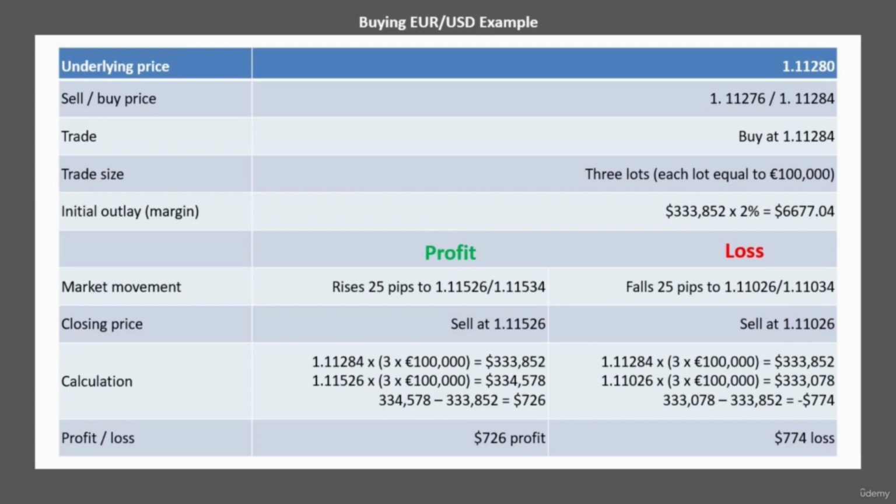But as you can see, we either have a profit of $726 or a loss of $774. And again, with leverage, we're magnifying that, right? We're not buying a total of $333,000. We're only putting up $6,677 to get those 3 standard lots, to get that leverage. But again, that can magnify profits and it can magnify losses as well. So that's a basic, simple walkthrough that you can do yourself, starting with paper trading, to buy and sell, in this case, buy foreign currency.